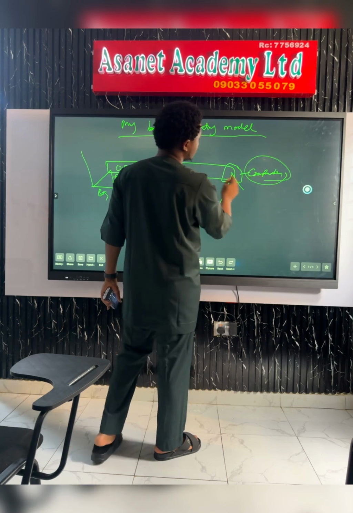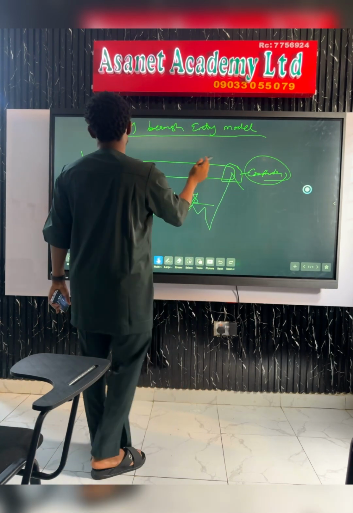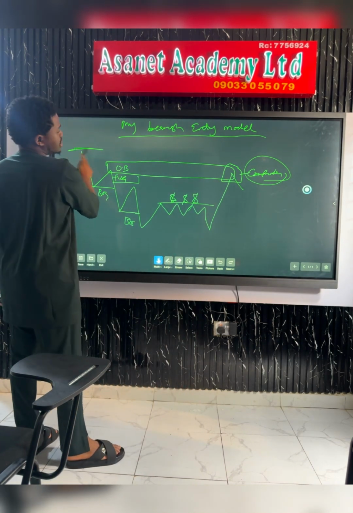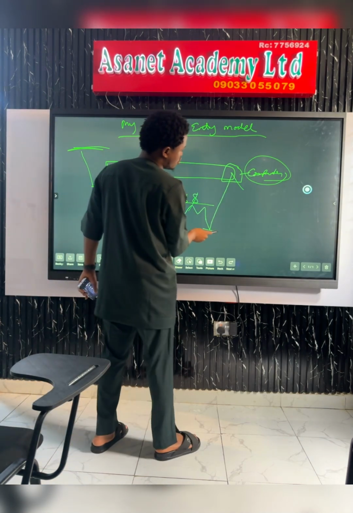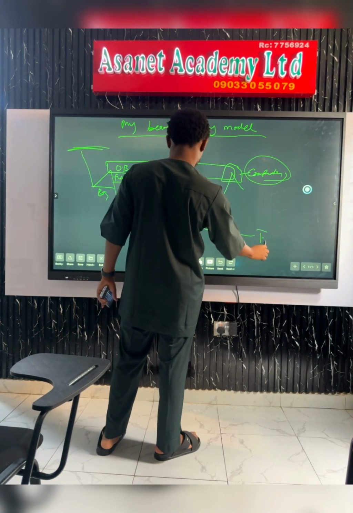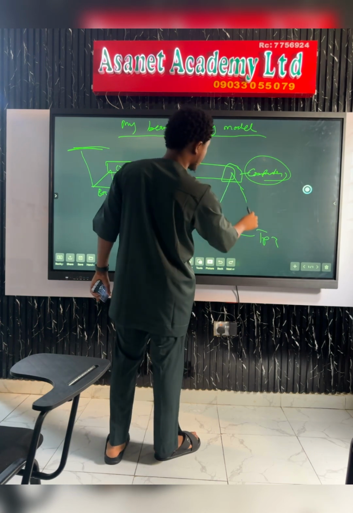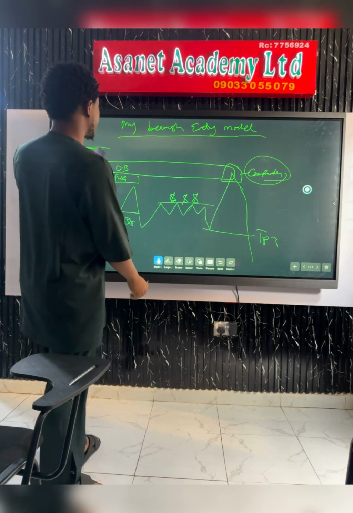My confluence is on this zone, and once I see it, stop loss should be above this previous high. Then I'm targeting my TP2 on this low, so all the way down. So this is the selling model.